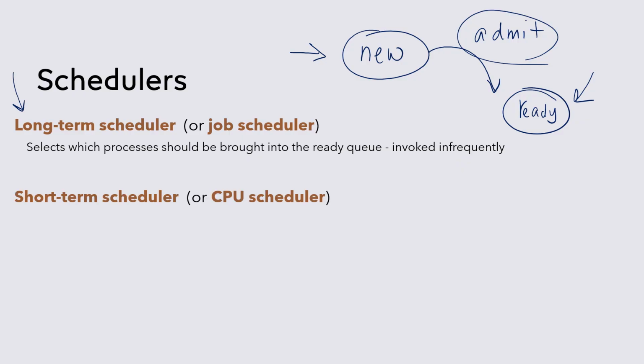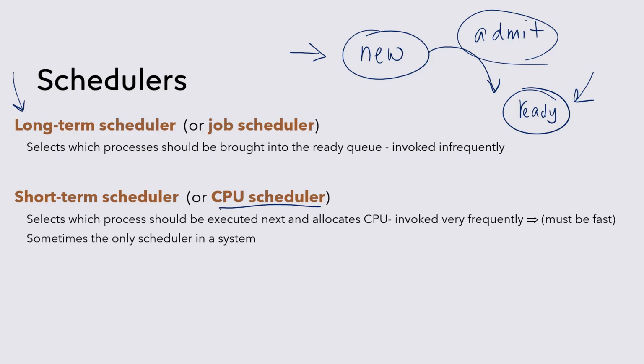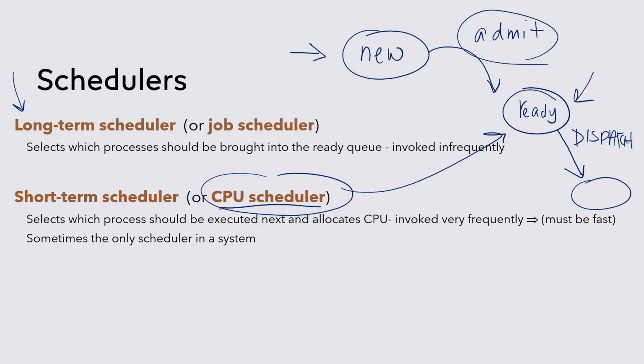Then you have your CPU scheduler. This is where we have our different algorithms. The CPU scheduler works all the time because you have a list of processes that are ready to execute, and there are different algorithms that can be used to decide which one is going to get the CPU next. Of those in the ready queue, the CPU scheduler has to decide which one is going to get dispatched onto the CPU and go into the running or executing state.